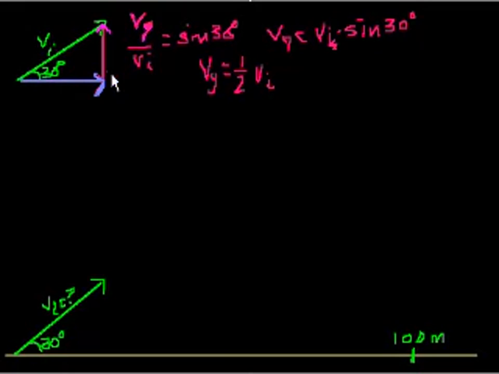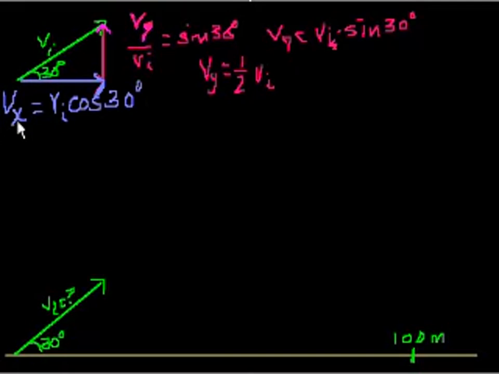And what is my horizontal velocity? Let's get all the trigonometry out of the way. My horizontal velocity, doing it the exact same way here, let's call that v sub x. v sub x is equal to v sub i, my initial velocity, times the cosine of 30 degrees. Cosine of 30 degrees.